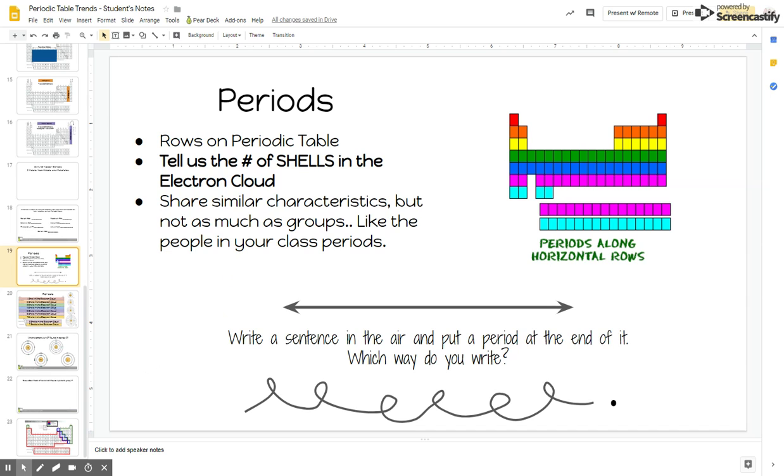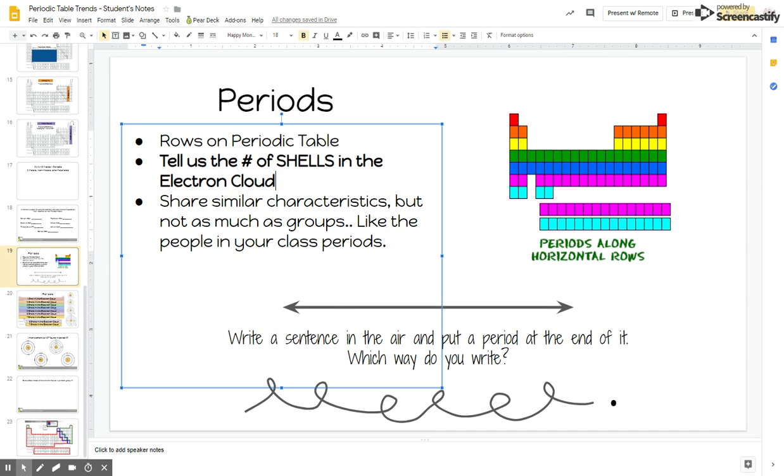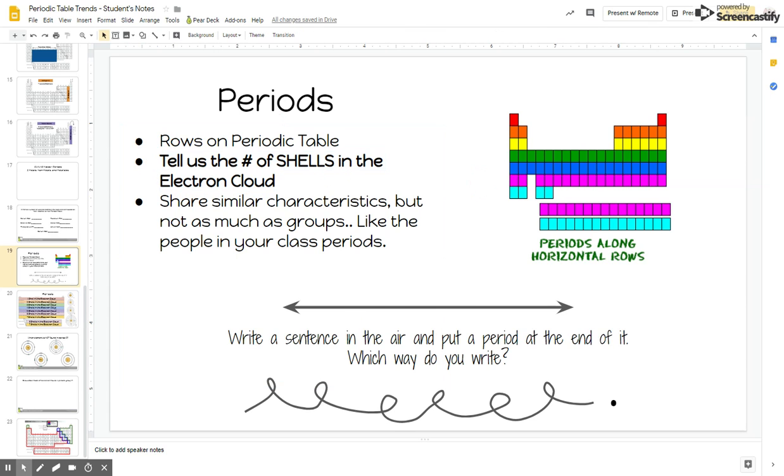So if you need to pause this video and copy this down, that's what you need to do, especially this bolded bullet point right here. This needs to be in your notebook for sure. Then also this side-to-side arrow needs to be in your notebook for sure, so you know that periods go side to side. So you can pause this video and finish writing that and then play it once you're ready.